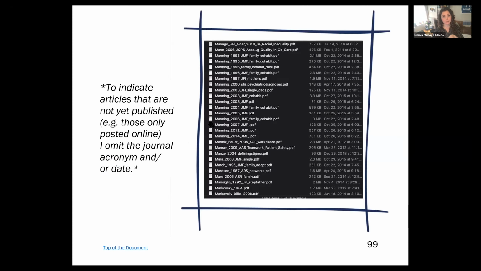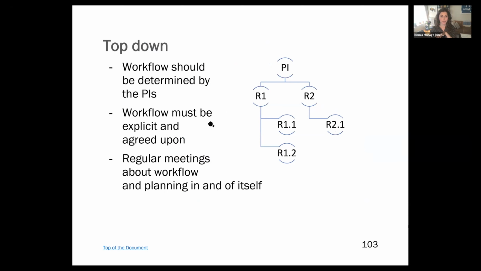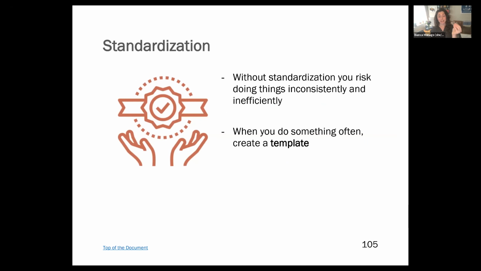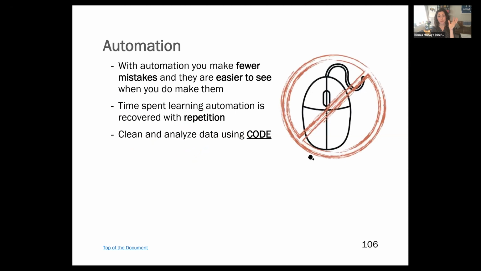I give you guys some advice on bookshelf naming, so take a peek. In review, top-down structure. We as PIs are responsible for this. So figure it out, share it with people, think through it, plan it. We want it to be as simple as possible to save time down the road. We want things to be standardized, like every folder has the same structure. We want to automate things as much as possible.